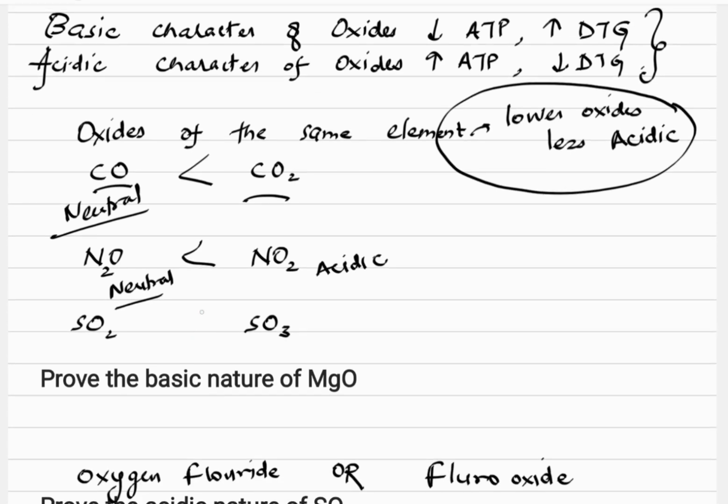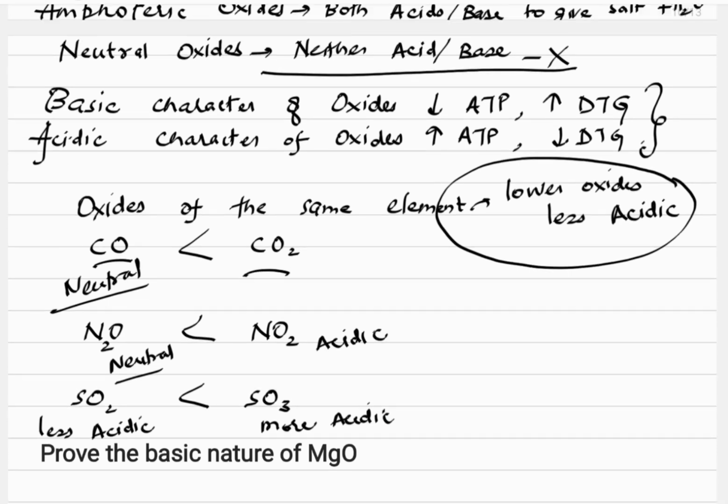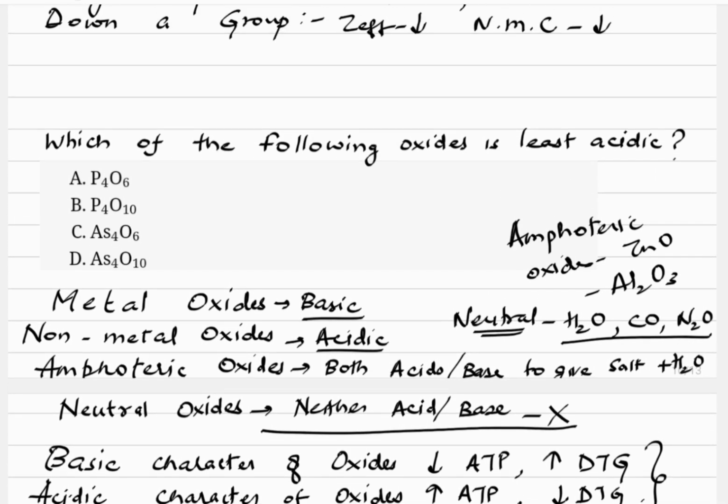Comparing SO2 and SO3, SO3 is more acidic than SO2, although they are both acidic. Okay, less acidic and more acidic. Okay, now coming back to the question, which of the following oxide is least acidic?